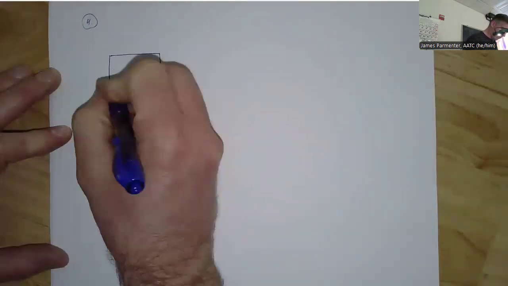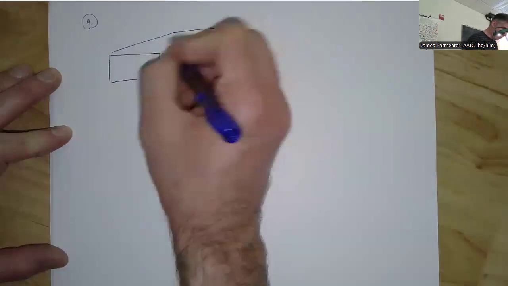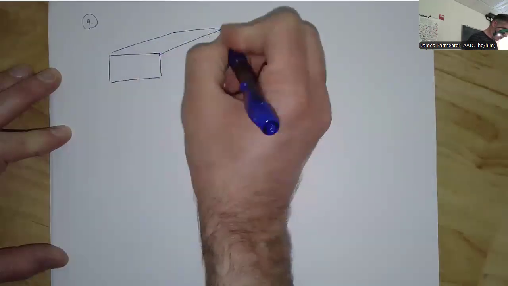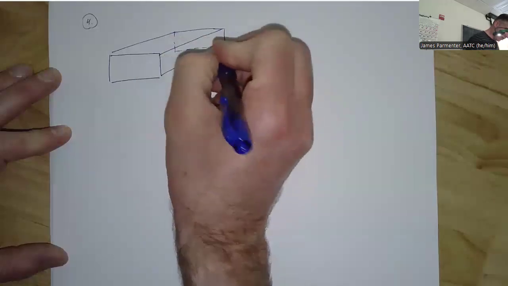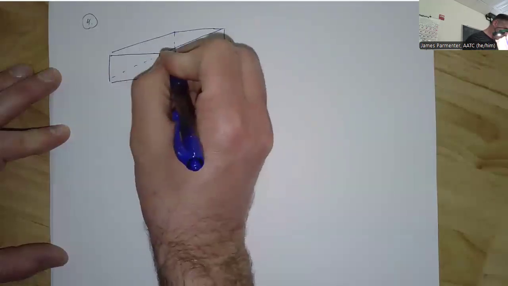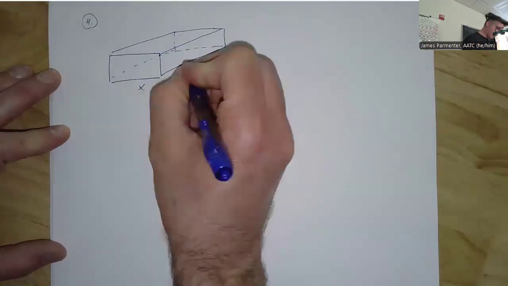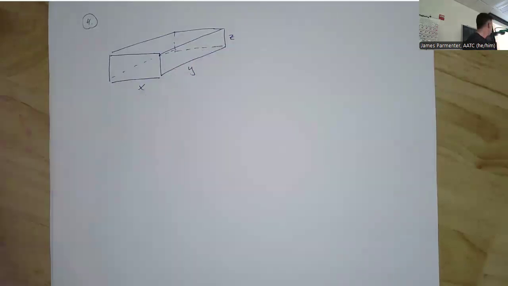So I've got your usual kind of shape. I don't really know how long anything is. It doesn't really matter how long anything is at this point. I'm just trying to draw a picture to help me understand what's going on. And I'm going to call this x, this y, and this z, just because it feels pretty typical. And we're told that all of them are changing.